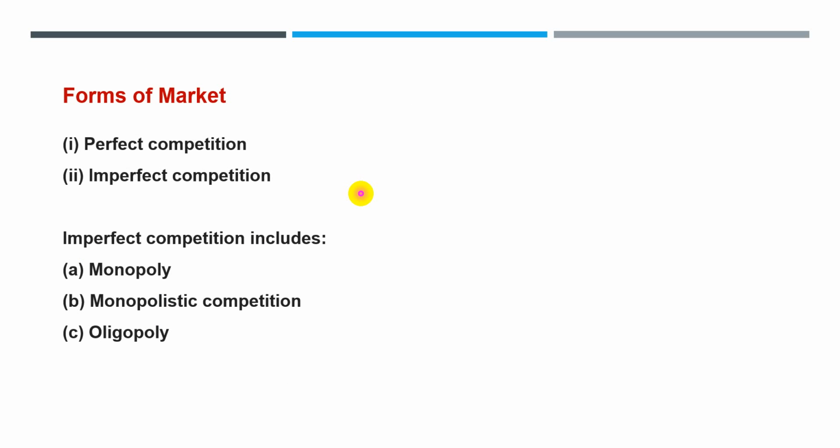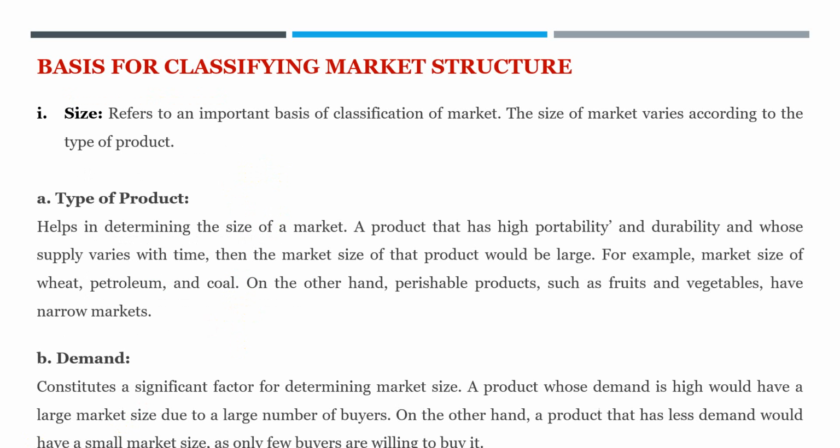Forms of market. There are two main forms of market: perfect competition and imperfect competition. Imperfect competition includes monopoly market, monopolistic market, and oligopoly market. Now we'll explain the basis of classifying market structure.